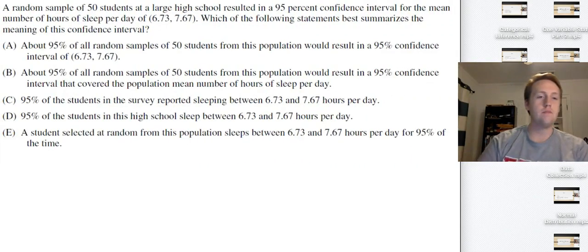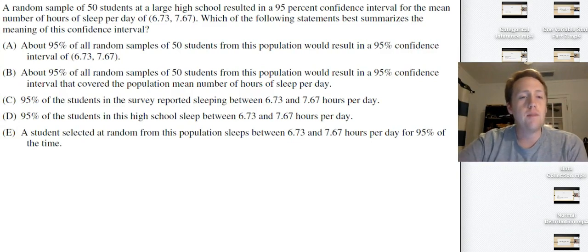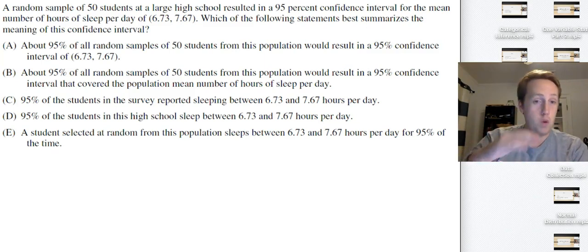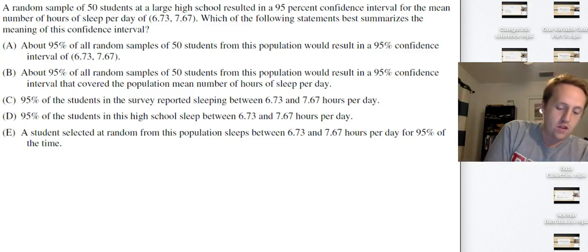Just stats things. A random sample of 50 students at a large high school resulted in a 95% confidence interval for the mean number of hours of sleep per day, 6.73 to 7.67. Which of the following statements best summarizes the meaning of this confidence interval? I want to point out before I do this problem, I don't like the way it's worded. I think that this should say confidence level.